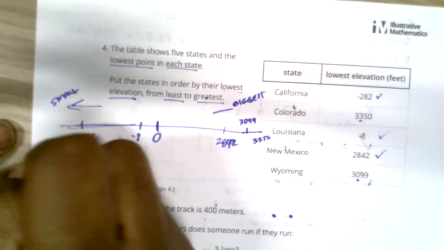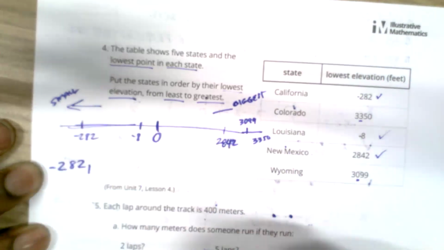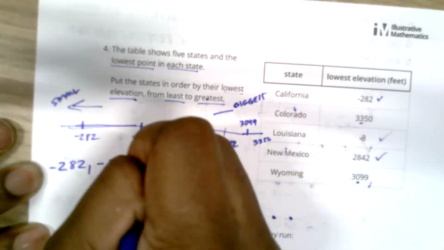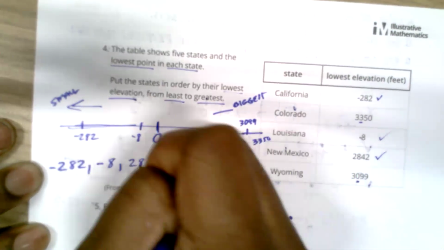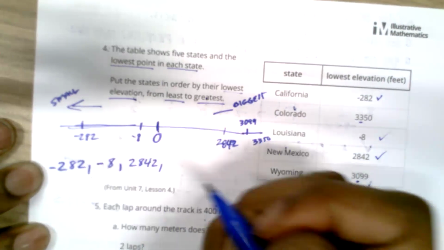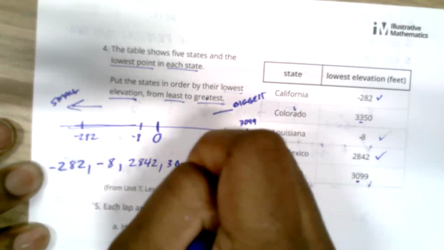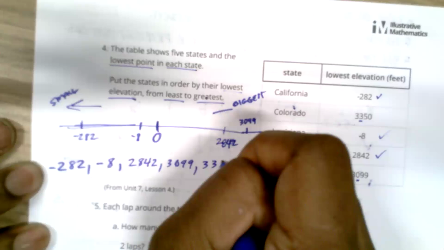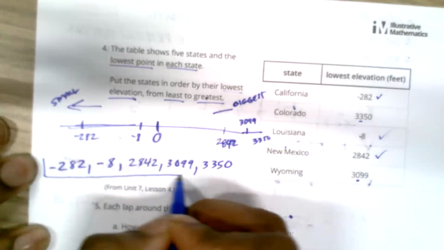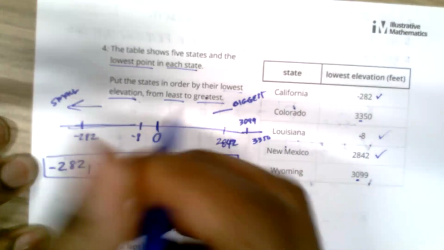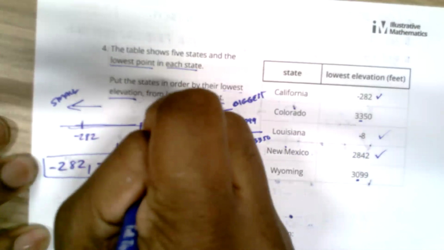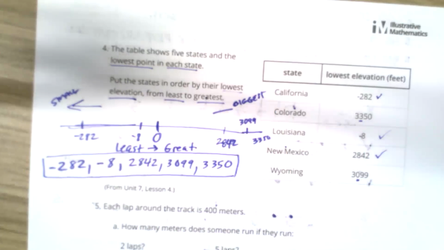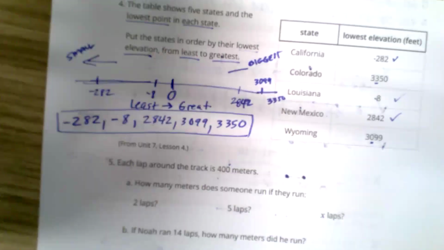So if I was to write this in order, I would say -282 for smallest, -8 for small, then 2,842 big, 3,000 bigger, and 3,350 at its biggest. So this is from least to greatest. All right, let's go to the next one.